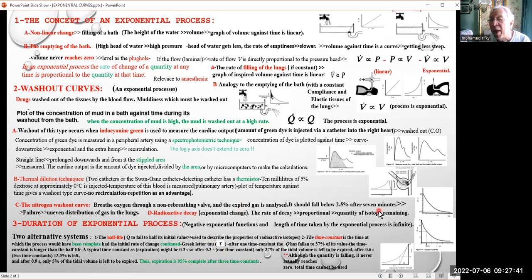We can see from the graph, this is what we call half time, and of course, it has been utilized in radioisotope studies.